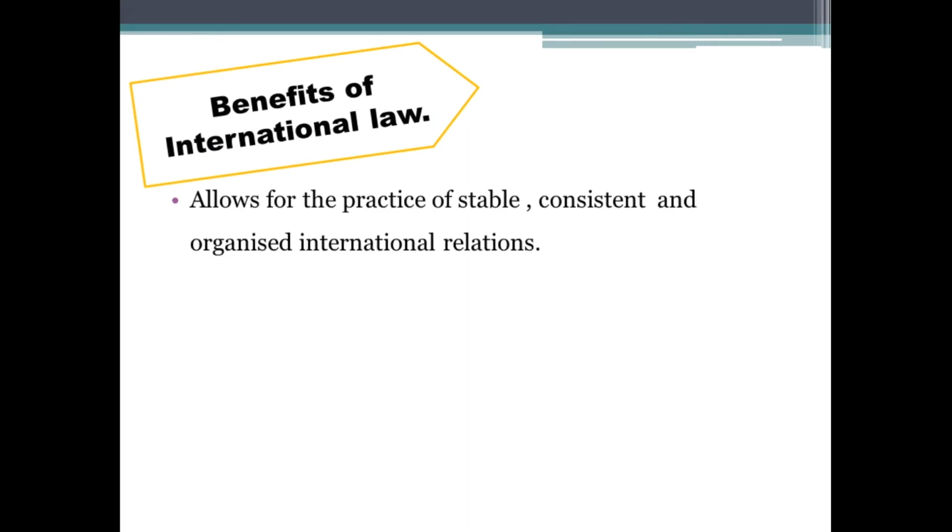Firstly, international law allows for the practice of stable, consistent, and organized international relations. These rules provide order among nations. Without international law, there could be chaos. International law sets up a framework that defines states' legal responsibilities in their conduct with each other.